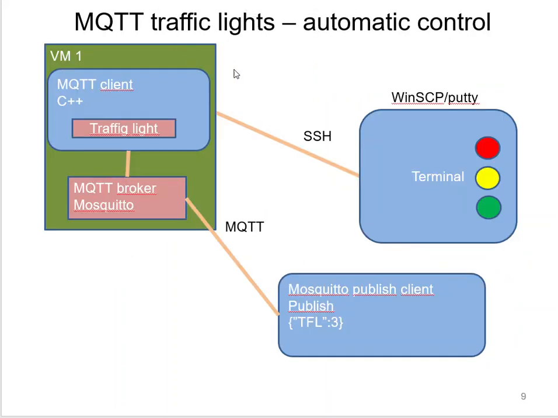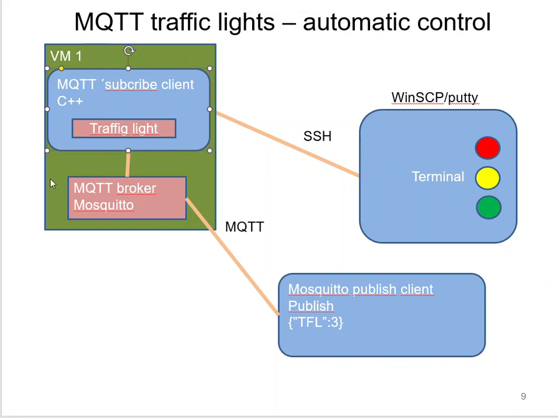So at a high level, the first trial exercise system looks like that. We will have this traffic light terminal running under an MQTT subscribing client, and then with the Mosquitto publish client, we can manually send these test messages. With these test messages, we can verify that our own C++ client is working as it's supposed to.